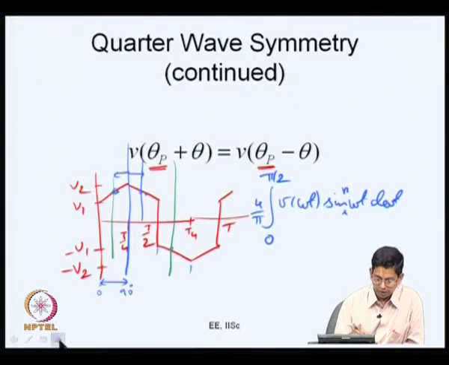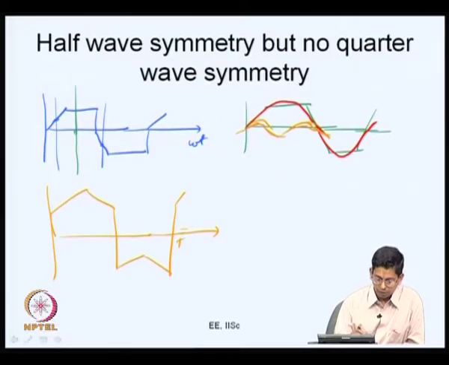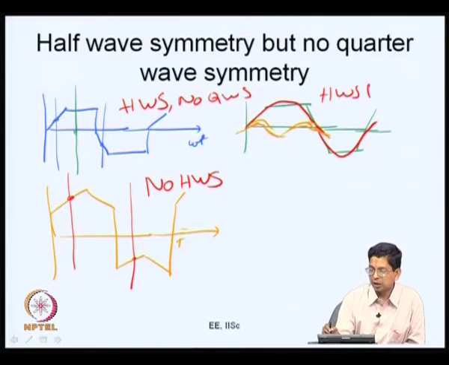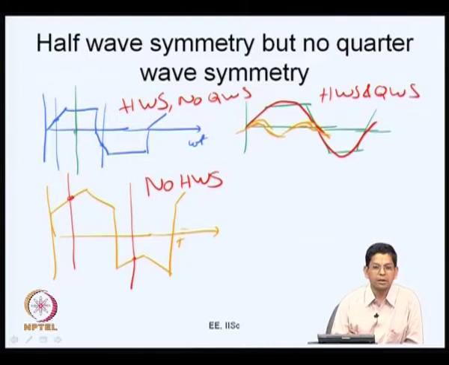If you consider a particular instant here and you consider the next instant here, this is not the negative of the other, this has no half wave symmetry. So, this is not an example of half wave symmetry but no quarter wave symmetry, this has no half wave symmetry. The earlier one is an example of half wave symmetry, but no quarter wave symmetry. This is an example of both half wave symmetry and quarter wave symmetry. So, you can certainly construct various examples.